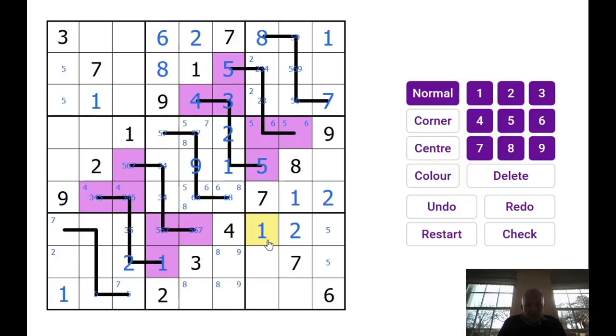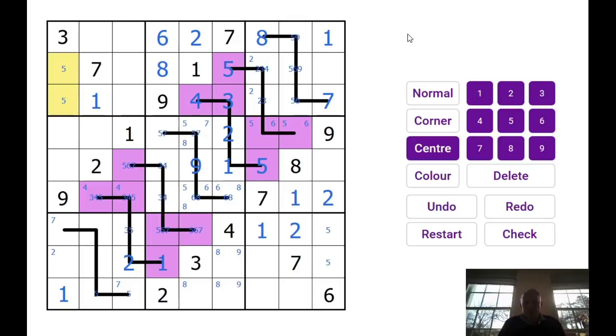This is a brilliant puzzle, isn't it? I mean, it's so tricky to work through every stage. Hats off to you if you found a better way of doing it.